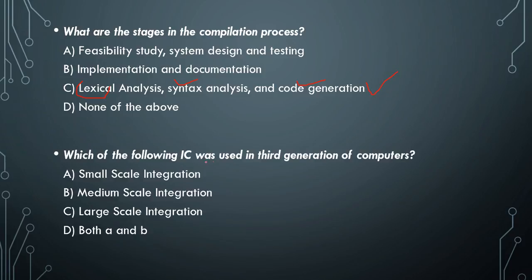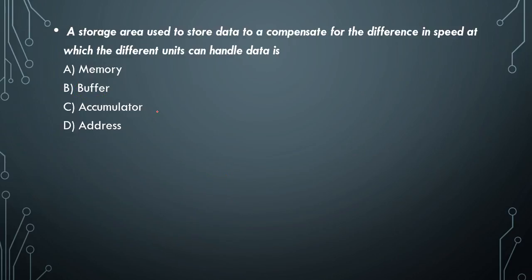Which of the following ICs were used in third generation computers? So the ICs which were used in third generation computers were both A and B. They were not medium, they were only small and large scale. Cool. So now, a storage area used to store data to compensate for the difference in speed at which the different units can handle data. That is buffer. It will always be buffer. Buffer is when there is something in excess, then the buffer comes in handy. Buffering, you see, is different. Buffer is always extra data which is used for storing the data.